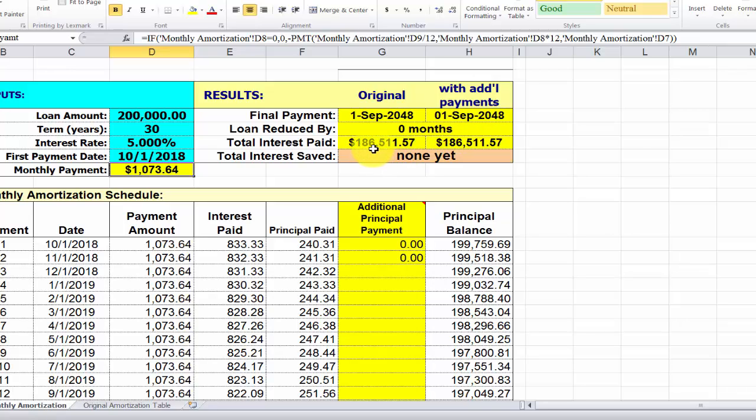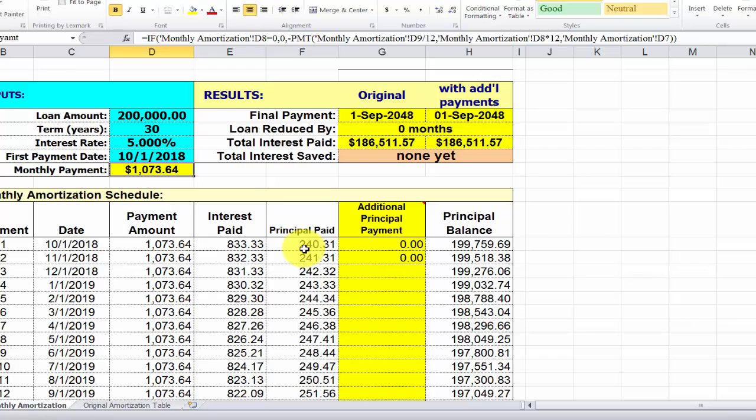Now, the total interest you'll be paying on this house, look at it, $186,511.57. The house only cost you $200,000 with a 30-year payment. So you're paying in interest almost exactly the cost of the house. Now, look carefully down here. You'll notice here's your first payment. Here's the total amount you have to give to the bank, $1,073.64. Out of that, $833.33 goes directly to the bank for interest.